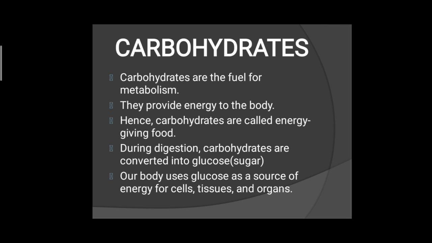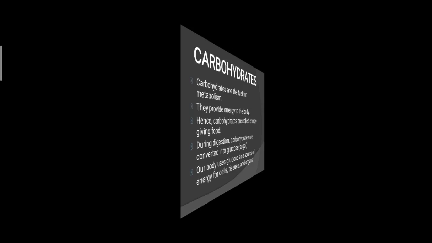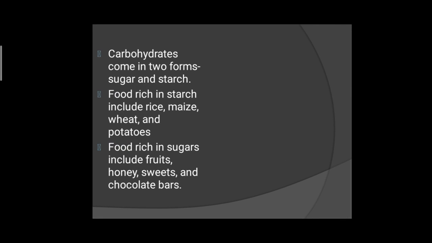So protein is essential for our body building, but carbohydrate is just for getting energy. Carbohydrate comes in two forms: sugar and starch. One is in the form of sugar and another is in the form of starch. The foods that contain starch include rice.